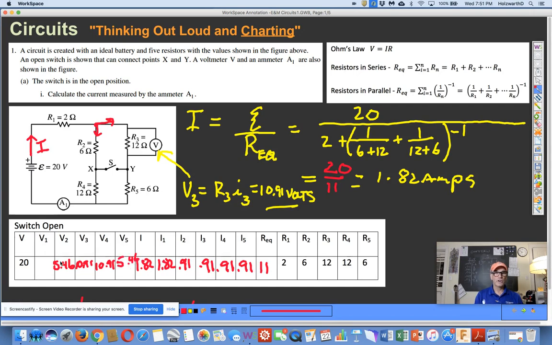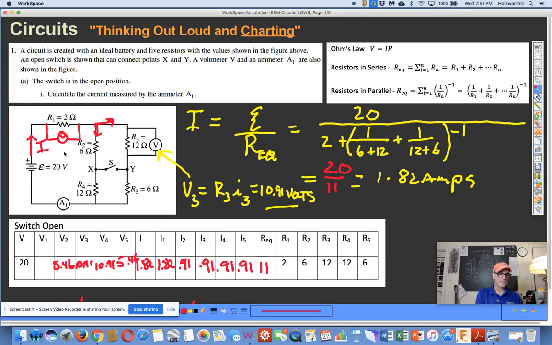Isn't this fun? Charting is fun. Now, V1, that's the voltage drop across R1. So just put a little meter there. So there's a voltage drop there. And that's going to be the total current that leaves the battery times 2. So let's stick it in there.